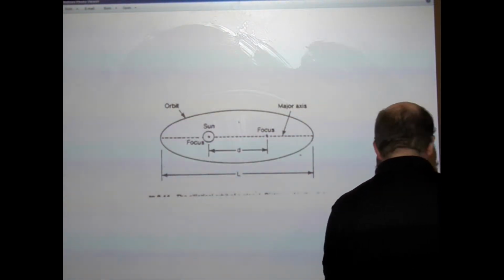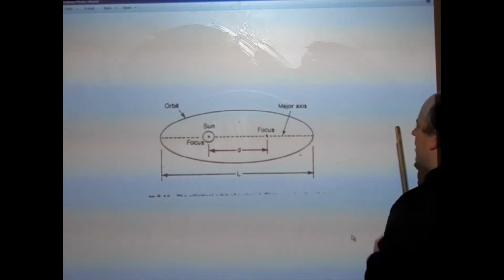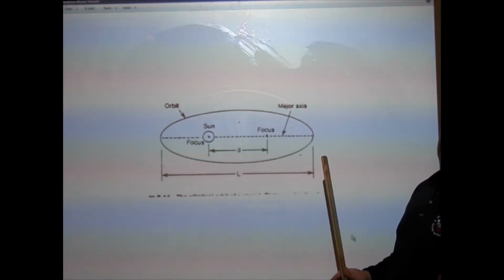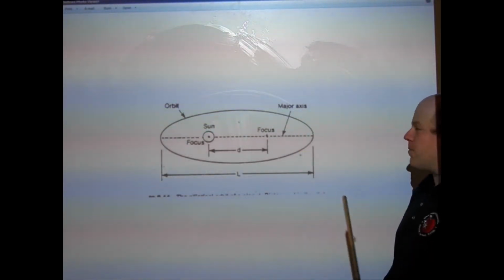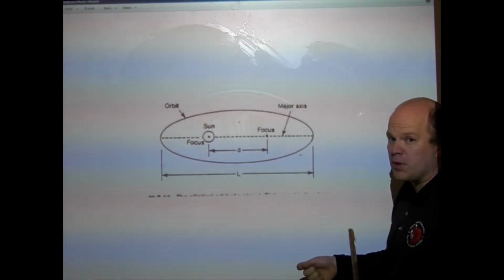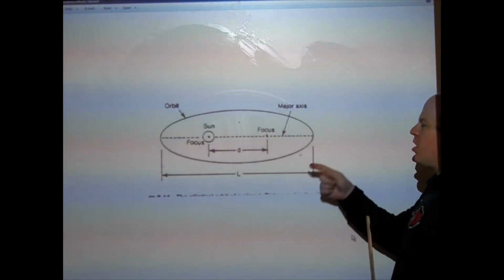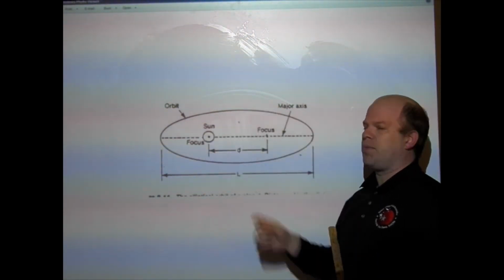So 20 divided by 50. Okay? You'll calculate that out and come up with a number. It's always going to be a decimal. It's got to be between 0 and 1. Okay? So, this is the sun, and this is the orbit of the planet.